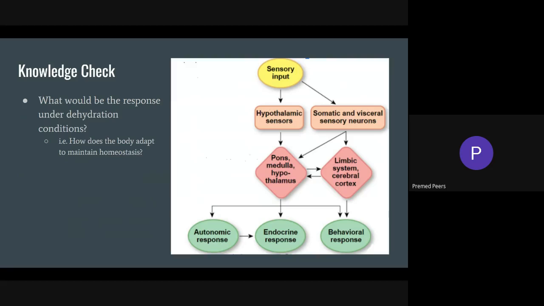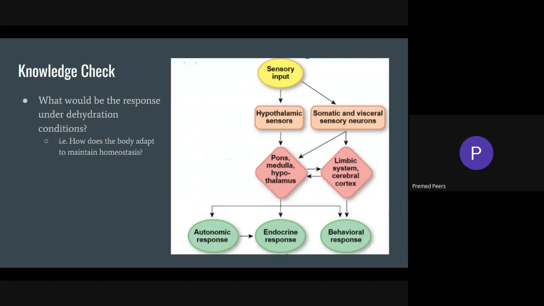So can we think of an autonomic, endocrine, and or behavioral response to that? Just think about what you do when you're dehydrated. Very simple, if you want to think behavioral. Release ADH. Yeah, that's actually correct. Perfect. So that's your endocrine response here.